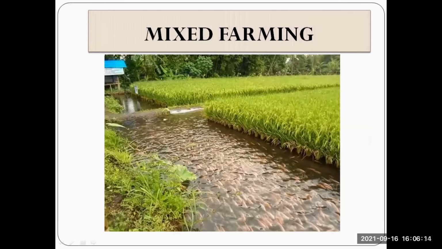Next, we have mixed farming. When we say mixed farming, it is a type of farming in which rearing of livestock and cultivation of crops are done together. If you look at the picture, there you will find the cultivation of a crop, that is rice, and the rearing of livestock, that is fish, done together at the same time.